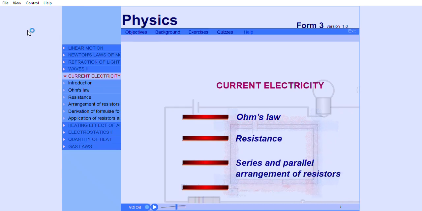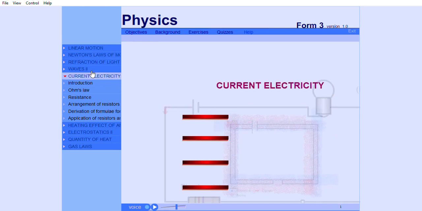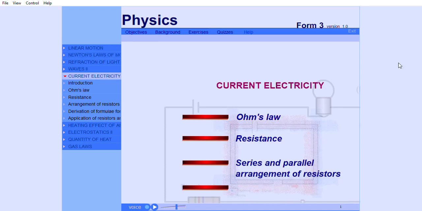Current electricity. Subtopics: Ohm's law, resistance, series and parallel arrangement of resistors and application of resistance.